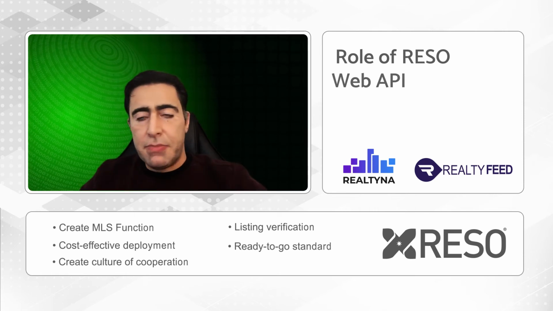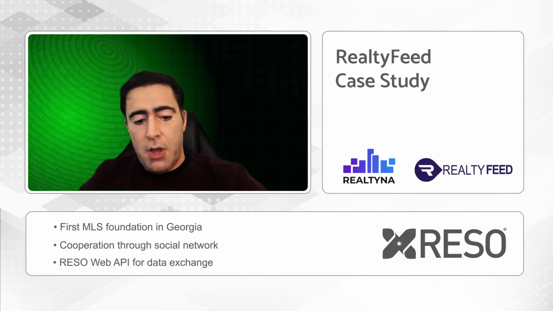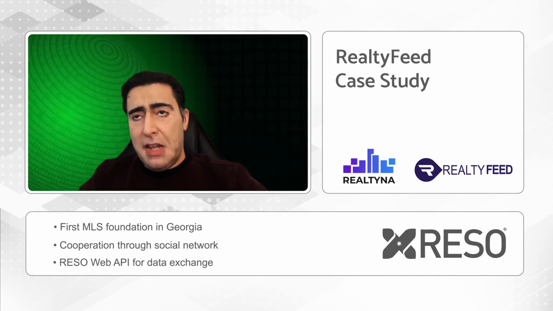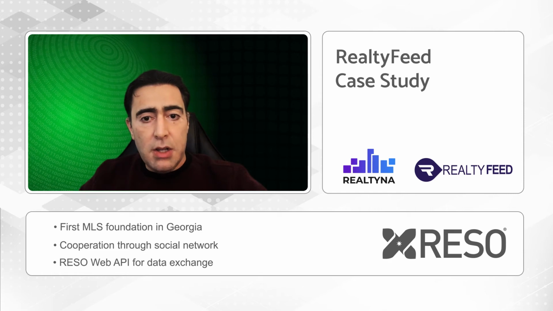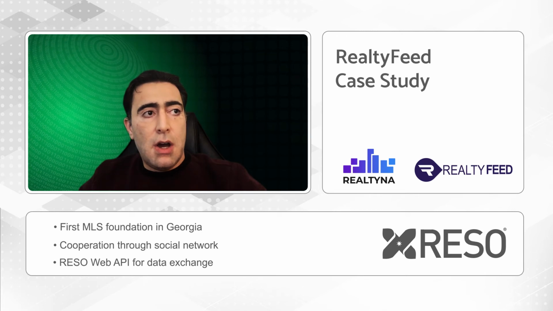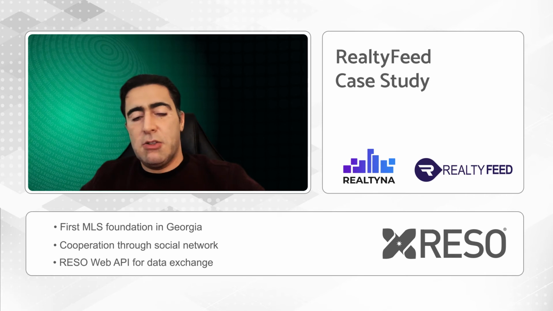The case study that we are going to discuss is about Georgia, the country. Georgia has a great real estate association. They are in touch with NAR Global. They actually received considerable help from the NAR Global program, and they are establishing the first MLS foundation in the country. And we found this is going to be a great test for a new product, Realty Feed, which is based on RESO Web API, and at the same time, it's going to be a great help for them as well.